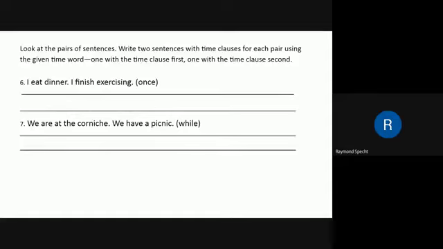Okay, number 7. We are at the Corniche. We have a picnic. Start with our time clause. While we are at the Corniche, comma, we have a picnic. All right, let's start with the independent clause. We have a picnic while we are at the Corniche.